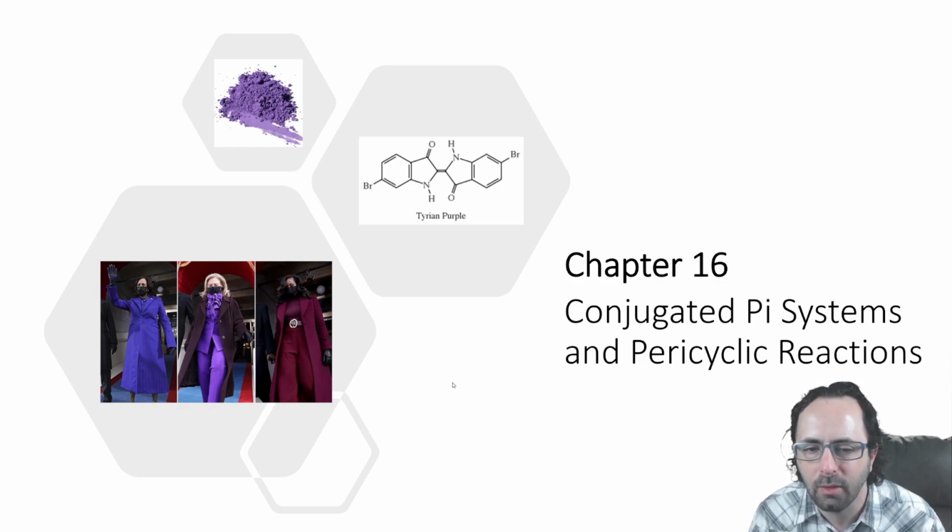And you can see many of these organic dyes are very valuable, and for example, Tyrian purple was meant to represent royalty in old times.